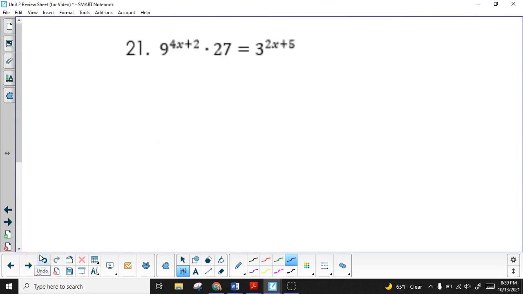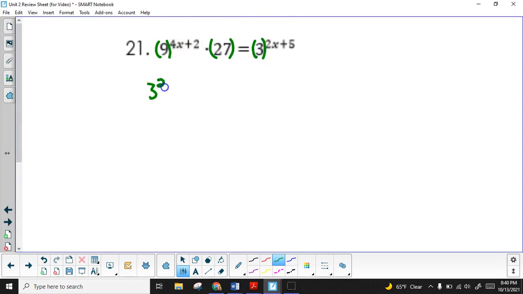Number 21. 9 to the 4x plus 2 times 27 equals 3 to the 2x plus 5. This one looks challenging. Our bases are not the same. 9 and 27 and 3. They are not the same, but if we could write them all with the same base, then that would be something that would help us out. So 9 and 27 are all powers of 3, so let's rewrite these as powers of 3. We're going to rewrite 9 and we're going to rewrite 27 so that they are powers of 3.